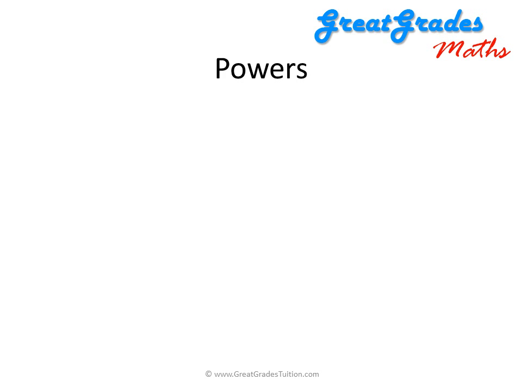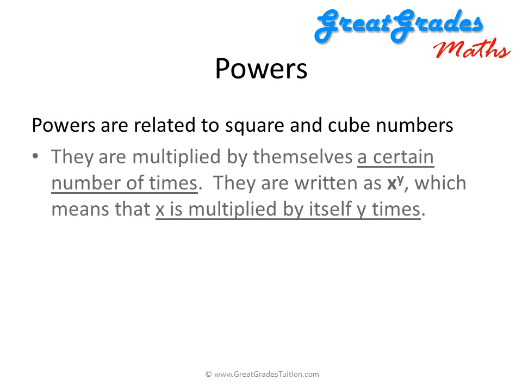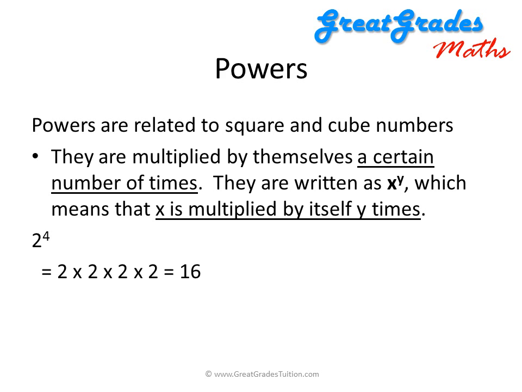So let's look at powers now then. And powers are related to square and to cube numbers, and that's because they are multiplied by themselves a certain number of times. And they're written as shown here as x to the power of y. And what this means is that the number x is multiplied by itself y number of times. So for instance, if we wanted to work out what 2 to the power of 4 was, we'd write it out as follows.